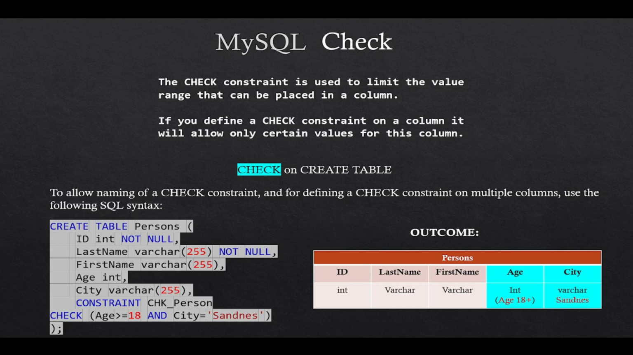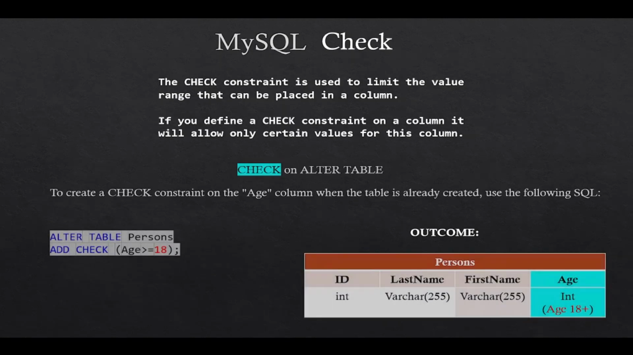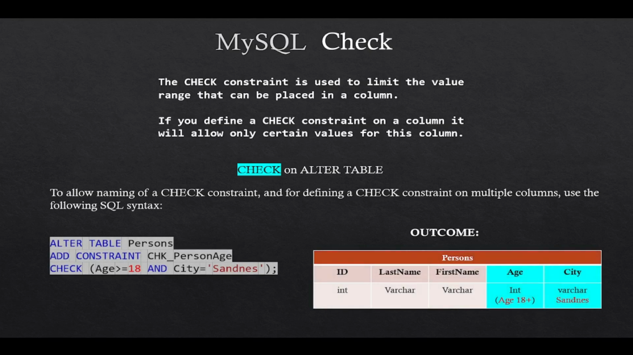So next one is CHECK on ALTER TABLE. To create a CHECK constraint on the Age column when the table is already created, use the following SQL. So ALTER TABLE Persons, then ADD CHECK (Age >= 18). So the last one is to define a CHECK constraint on multiple columns.